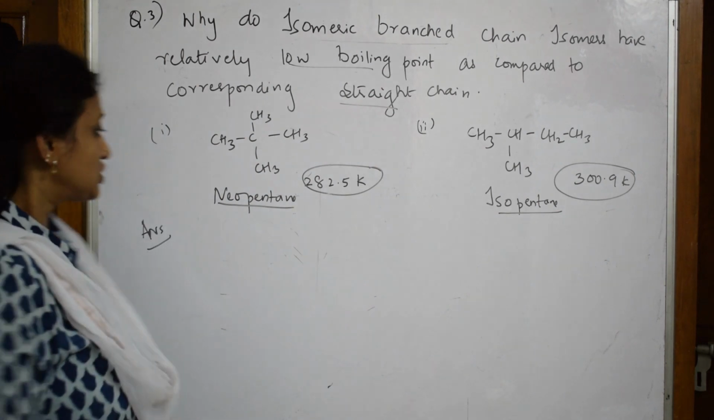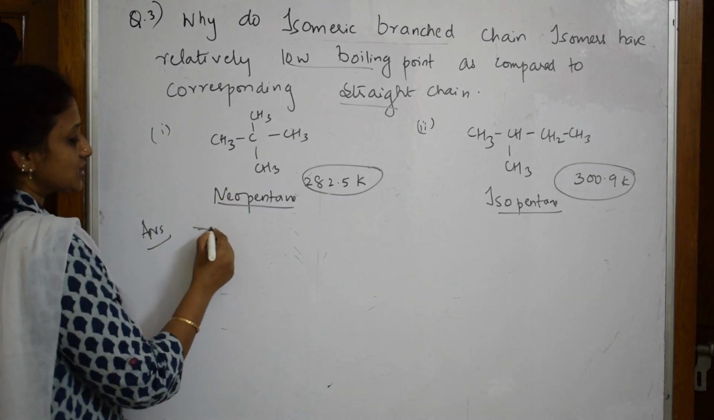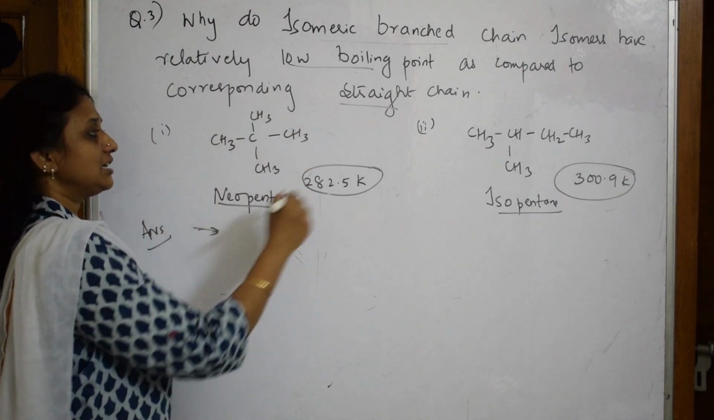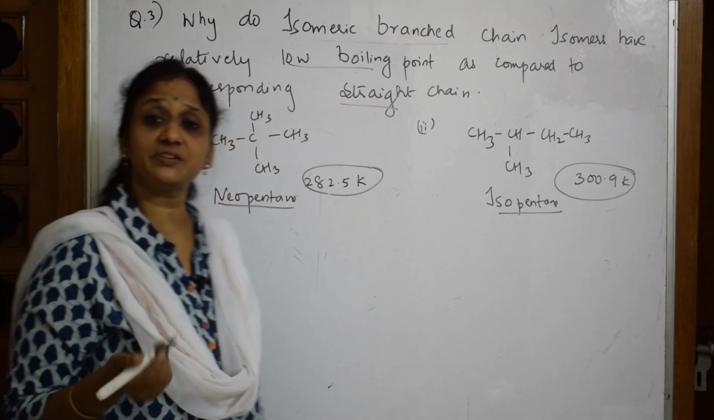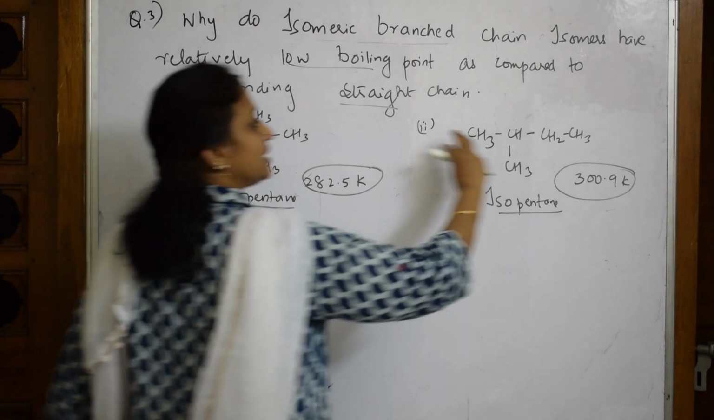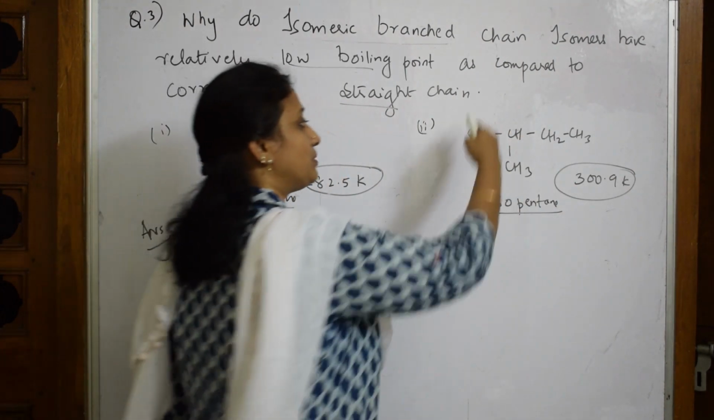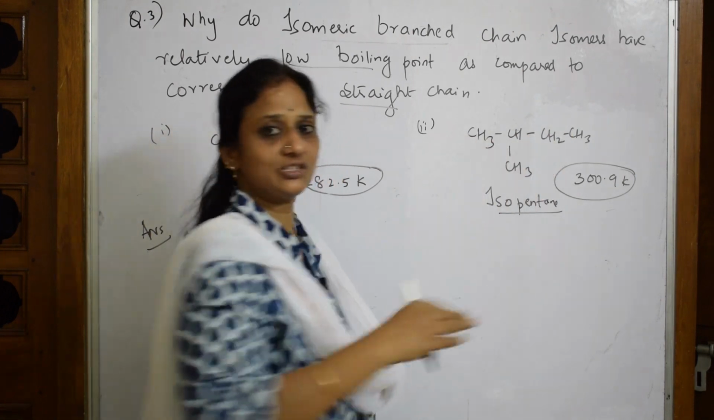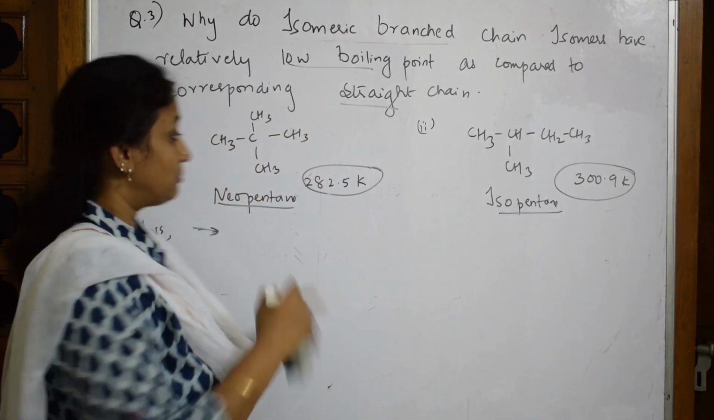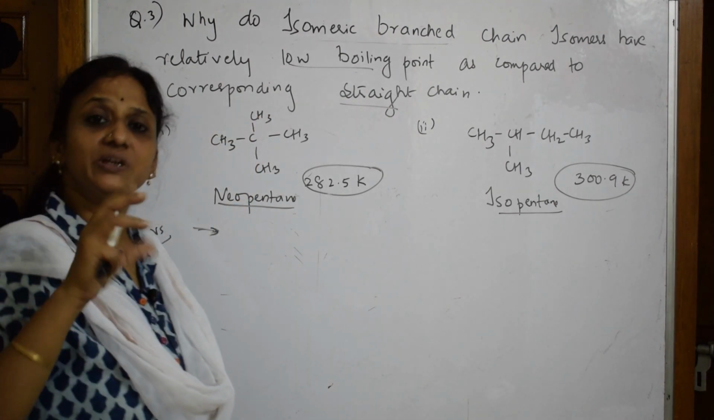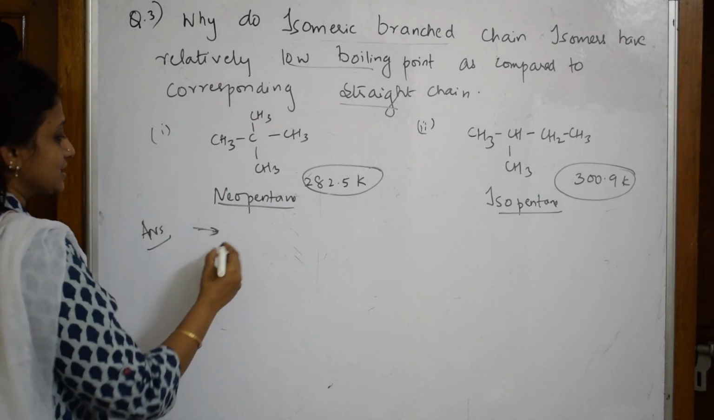Now let us write. Whenever I see this, you need to start your answer explaining about this. What are you observing? Here in branch chain, what is happening to the surface area? Here, see, they're arranged like this, one after the other. Whenever you have to boil them, you need to break this bond, and gradually you need to break each and every bond. But here what happened? All the molecules are arranged in a spherical form, isn't it? So let's start writing that.